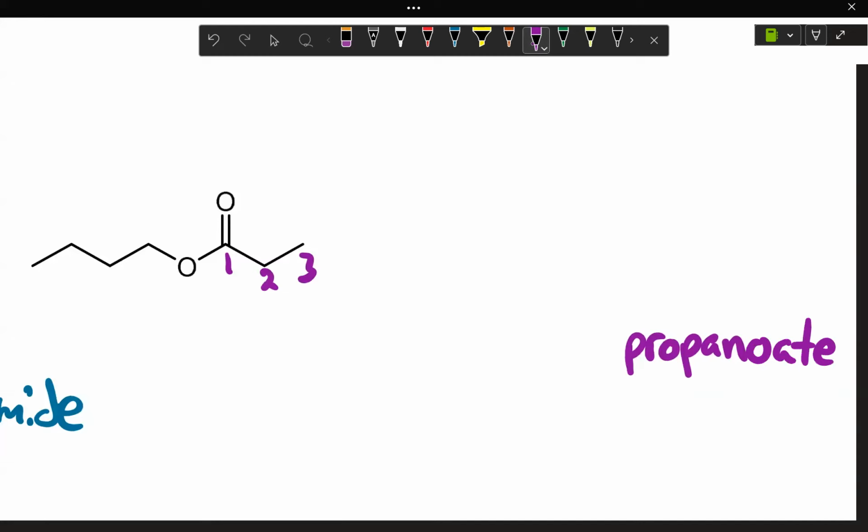So that's the ending. Now we have to indicate how many carbons are coming off, or we need to indicate the substituent that's coming off of the ester oxygen. So there's 4. If you remember, 4 is but. And we're just going to name it as butyl, because that's how you name the carbon chain coming off of the ester oxygen, end it in yl. So butyl propanoate.